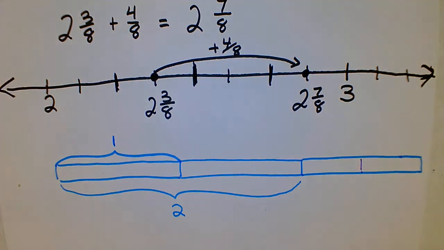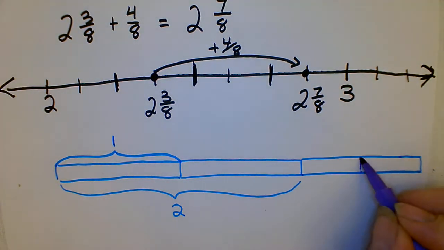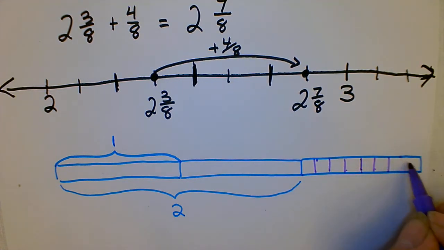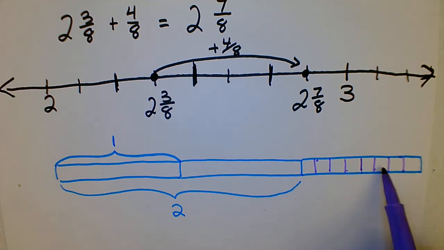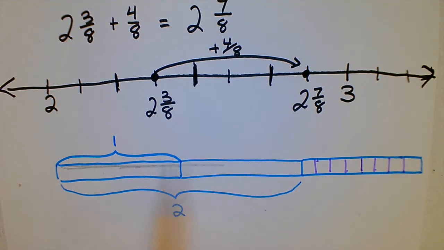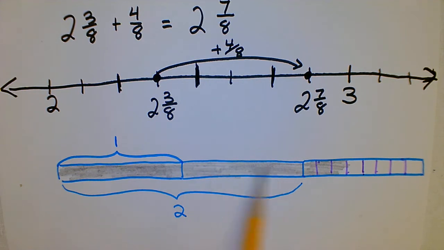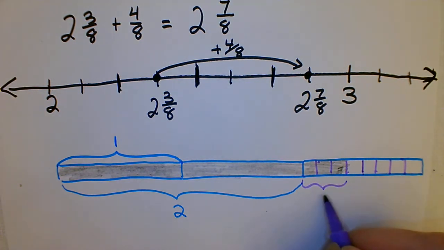Oh, this one's no good. That one has to go. Let's try this one. A little better. So we have 1, 2, 3, 4, 5, 6, 7, 8. And what I'm going to do is shade in 2 and 3/8. Alright, so we have 1 whole, 2 wholes, and then we have 1, 2, 3/8. Let me just go ahead and show that this is 3/8.